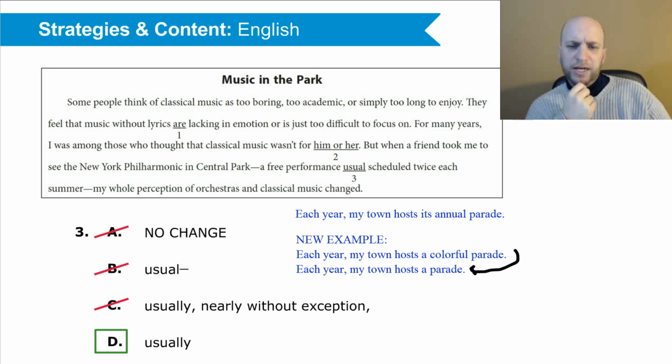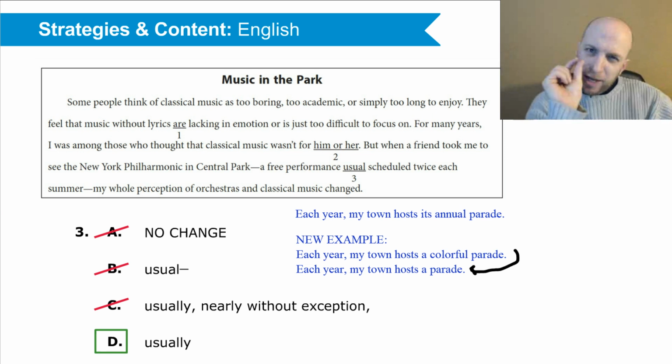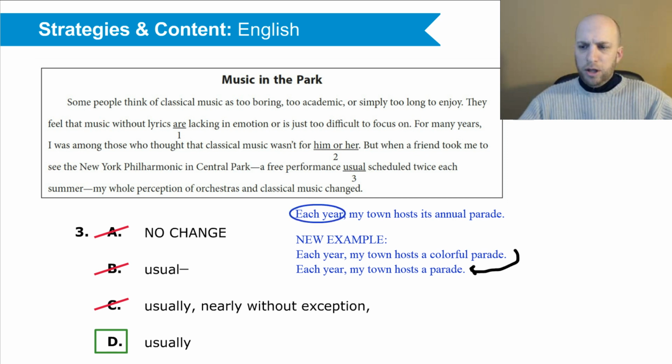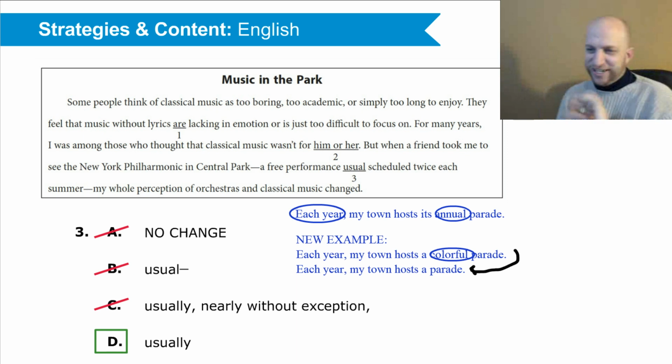So I should change it from each year my town hosts a colorful parade to each year my town hosts a parade. I made it shorter, right? Well, if that's the rule we're keeping in our head for making it shorter, there's just a slight misinterpretation. We want to make it shorter if it's redundant. So redundancy would be each year and annual. But what did we take out here? Colorful. Oh, I see it. Chris, Kaylani, Celine, Ethan, Scoochie got it. Yes, there we go.